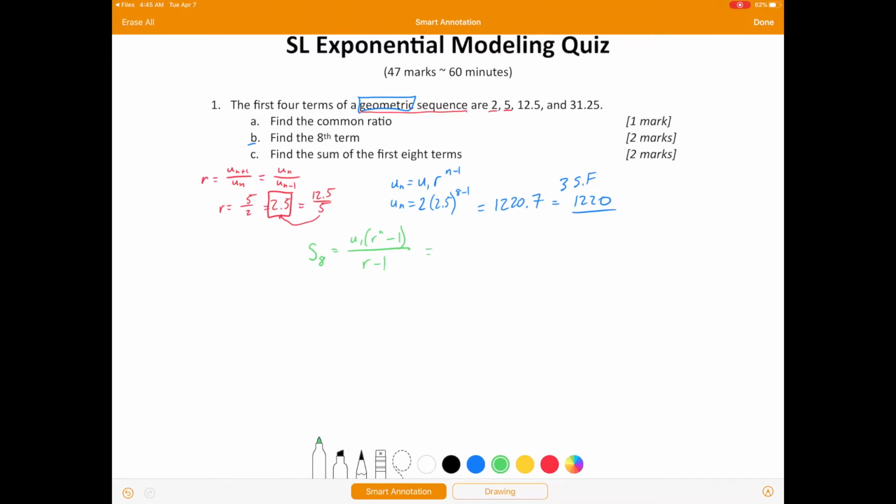Then it's going to be equal to u1, the first term, 2, times the common ratio, 2.5, to the n, which is 8, because there are 8 terms, minus 1, all over 2.5 minus 1. And I got about 2033.2, which again, if you're writing that to 3 sig figs, then you should write 2030. That would be correct to 3 sig figs. For now, if you don't want to worry about that, it's okay to write 2033.2. All right, that's good for now.